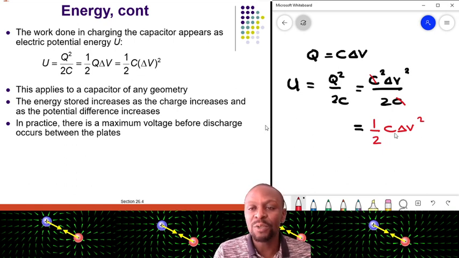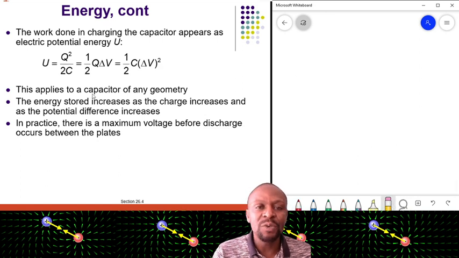But I can also use one of these equations to replace change in V or C, and then you will end up with this equation in here. What does this equation say, by the way? Let me explain it by saying, say you only know the charge and the capacitor.